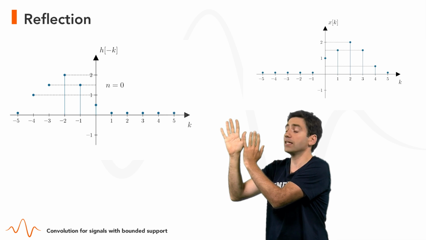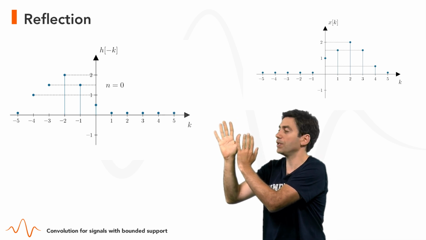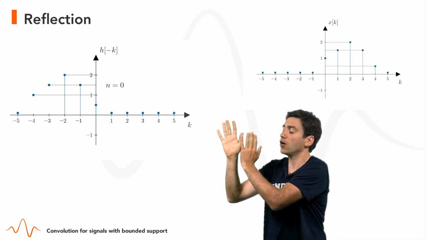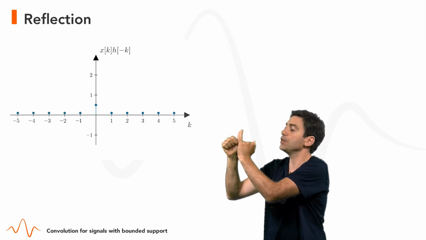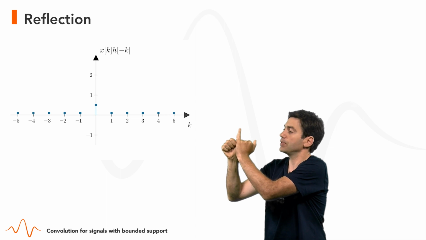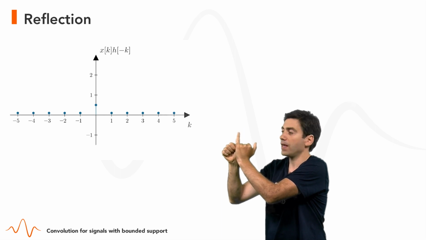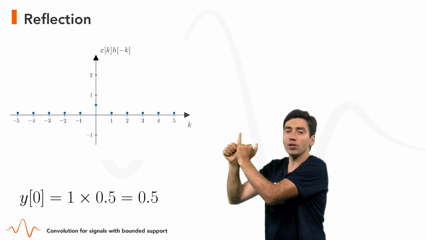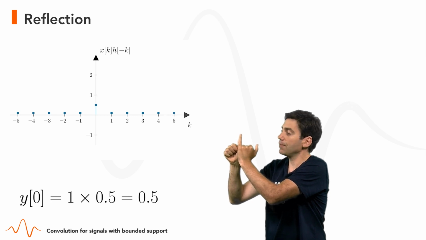We first reflect, and then we multiply. When you consider the multiplication of x of k and h of minus k, we get a signal that is 0 everywhere except when k equals 0, in which case it is equal to 1 times 0.5. So it's just a signal that is 0.5 when k equals 0 and 0 everywhere else. And when we add it in an interval from k equals 0 until n, we simply get 0.5.